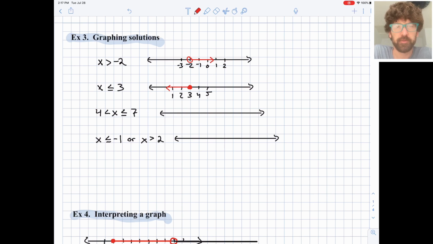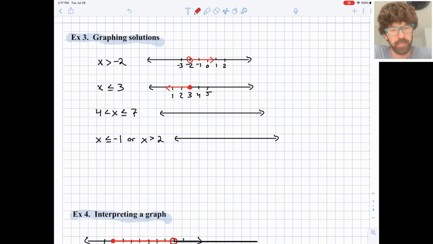Sometimes we use the words inclusive or exclusive, so maybe not, that's not quite formal math language, but on this first example, x is greater than -2, you might say something like x is larger than -2, excluding or exclusive of -2. And in the second example, you might say x is less than 3, inclusive of 3.